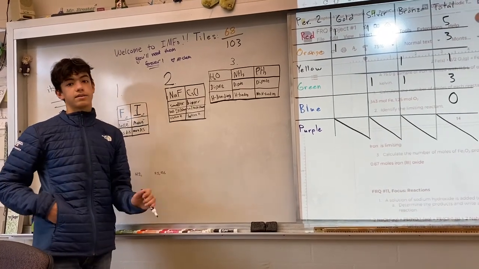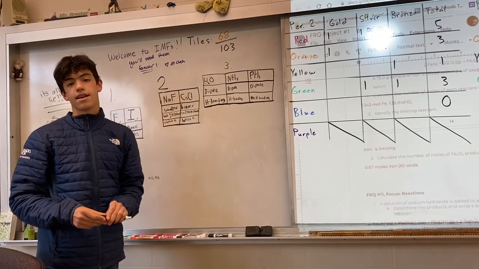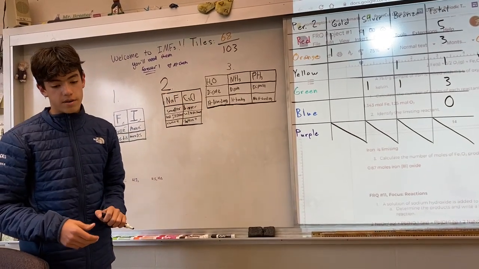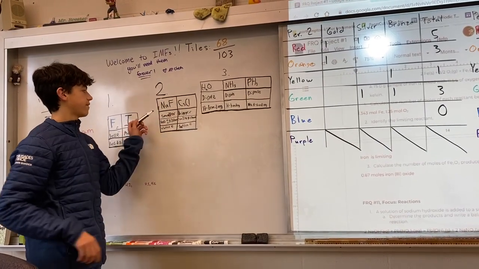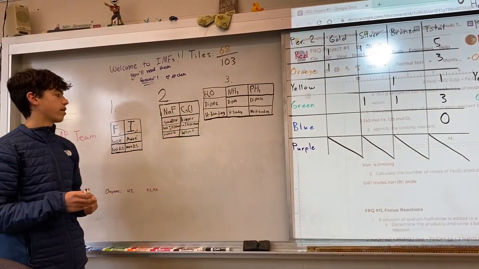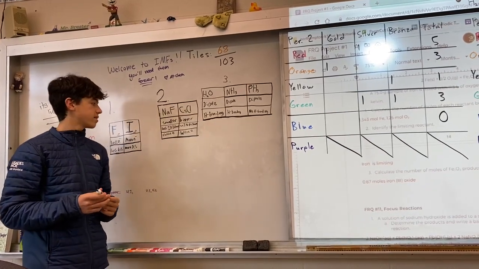And because it has a smaller internuclear distance, it also has a greater lattice energy, which makes it have a higher melting point. And CsCl has a lower melting point because it's bigger and it has more internuclear distance and a smaller lattice energy.